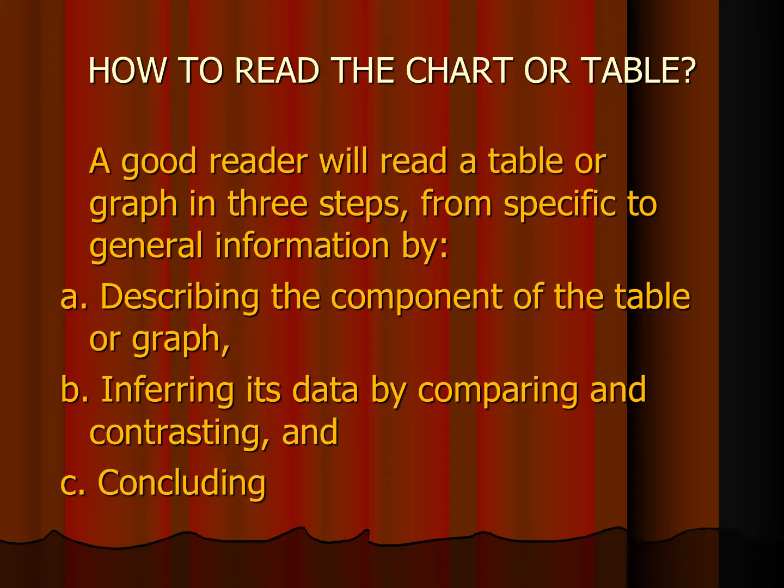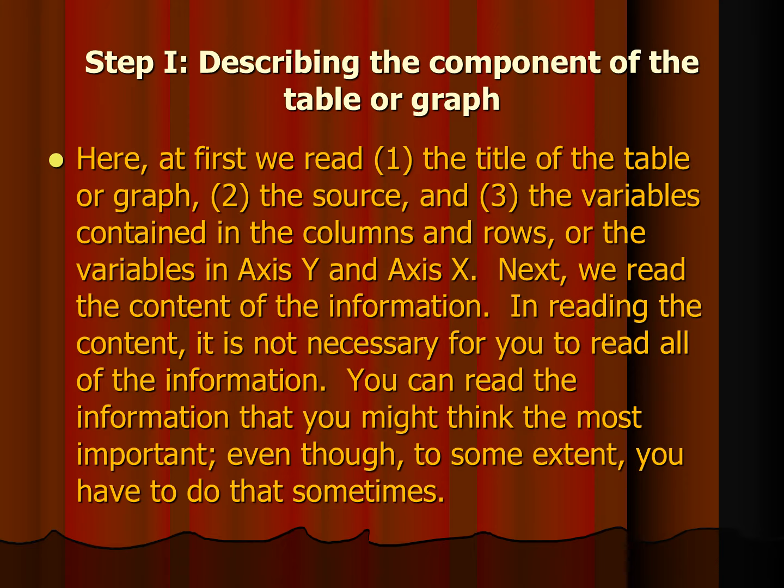Dari spesifik ke general. Pertama kita mendescribe dulu komponennya. Kemudian inferring, comparing data dari brand A dengan brand B itu di-compare. Mana yang lebih tinggi, mana yang lebih besar, mana yang lebih kecil. And the last is concluding, menyimpulkan. Baru disimpulkan secara keseluruhan. Itu adalah 3 step untuk membaca atau memahami sebuah data. Okay, let's go to our first step. Step pertama, describing the component of the table or graph.